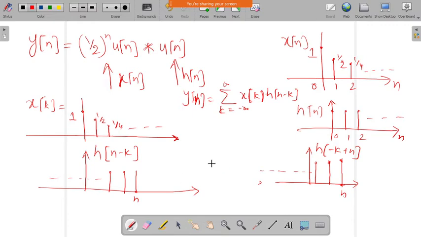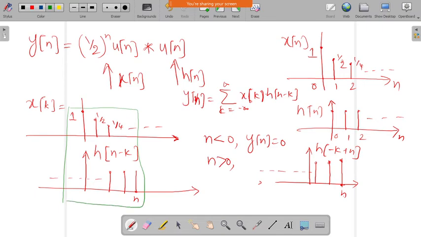Now we need to find out what all the possibilities are. What are all the possibilities when n is less than 0? When the samples are less than 0, your y of n will be equal to 0. Now when n is greater than 0, the overlapping region is from 0 to n. This will have infinity, but the samples are only from 0 to n. That's why we need the overlapping region from 0 to n only for this n greater than 0 case.